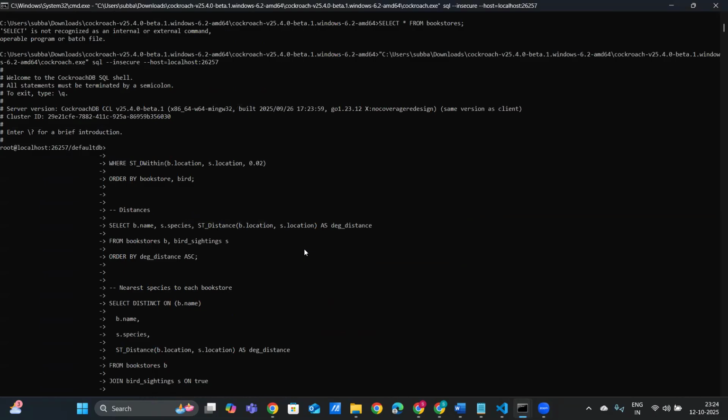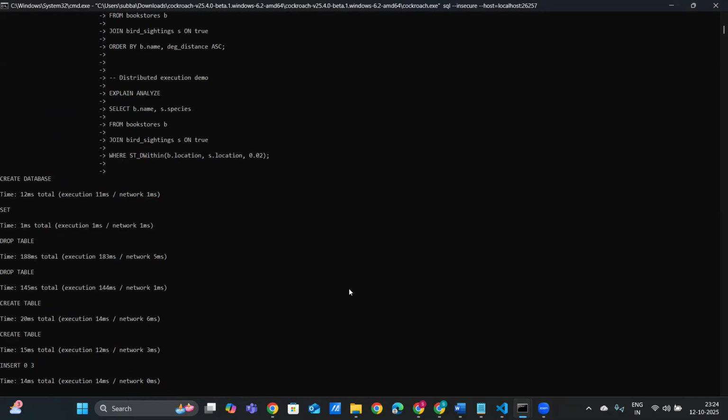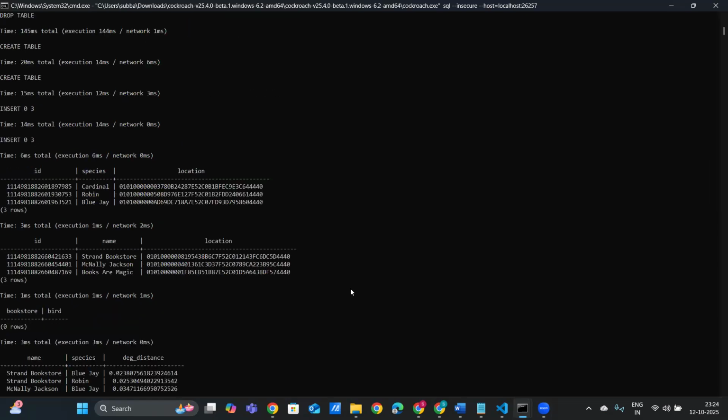This is the code for creating the database tables. In the SQL shell, I am creating a database, nyc_data, with two tables, bird_sightings and bookstores, and inserting a few point geometries with longitude and latitude. So let's get into the first query, which is proximity.